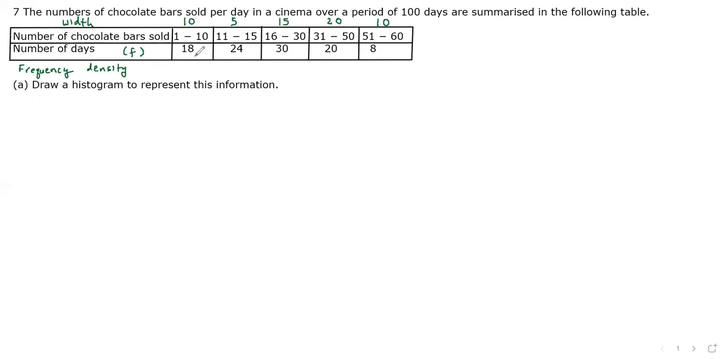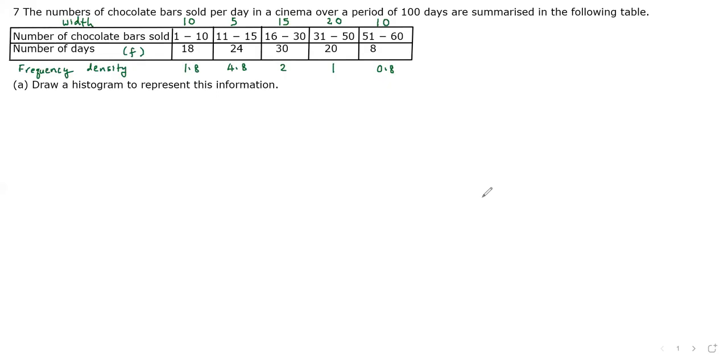So the first class has a density of 1.8. The second class has a density of 4.8. We take 24 divided by 5. The third class, we take 30 divided by 15. The density is 2. The fourth class has a density of 1. And the fifth class has a density of 0.8.